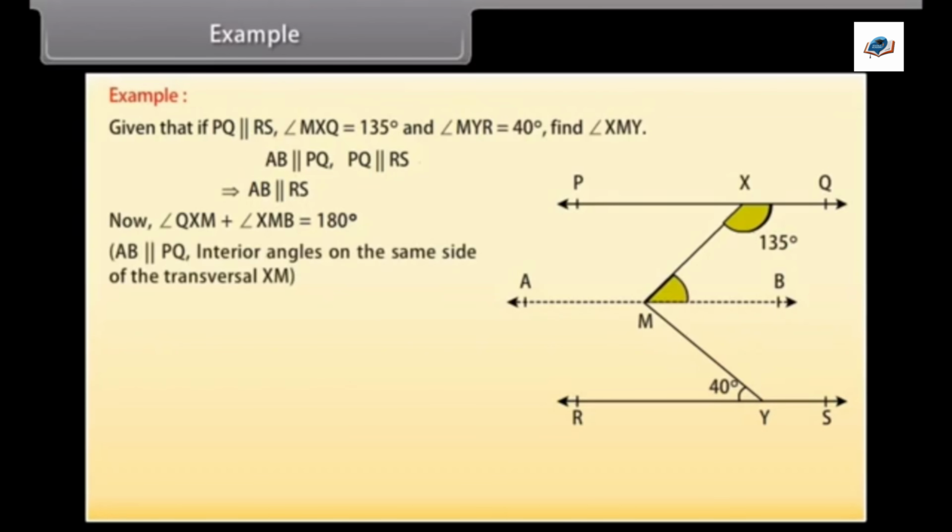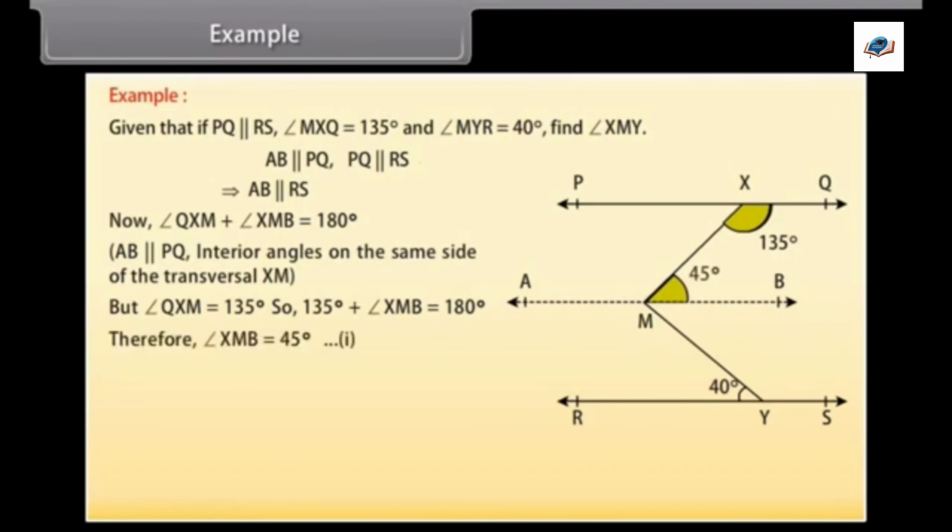AB is parallel to PQ, so these are interior angles on the same side of the transversal XM. But angle QXM is equal to 135 degrees, so 135 degrees plus angle XMB is equal to 180 degrees. Therefore, angle XMB is equal to 45 degrees, mark it as 1.